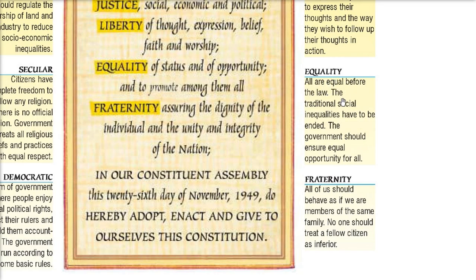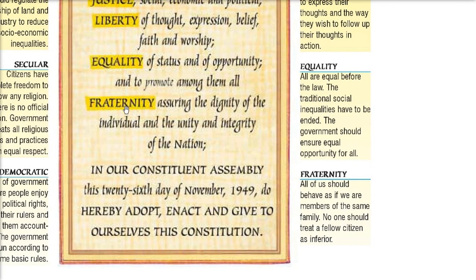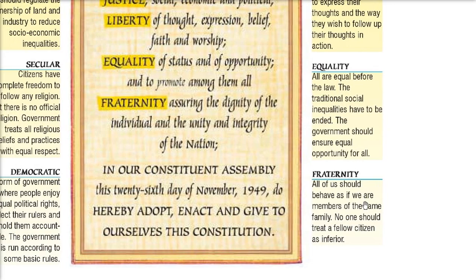So equality is that all are equal before the law, before the government. The traditional social inequalities have to be ended. The government should ensure equal opportunities for all. Now comes the fraternity. Fraternity, assuring the dignity of the individual and the unity and integrity of the nation. This fraternity says all of us should behave as if we are members of the same family. So India is a country, but it should be considered as a family. So no one should treat a fellow citizen in any case as inferior.